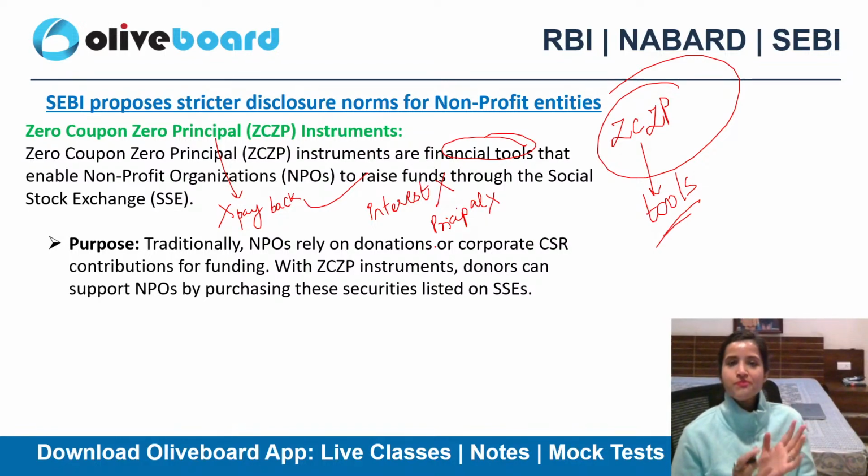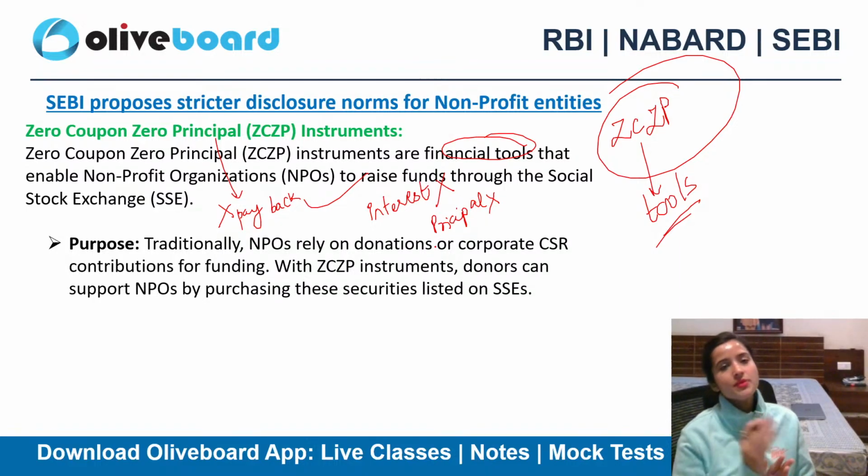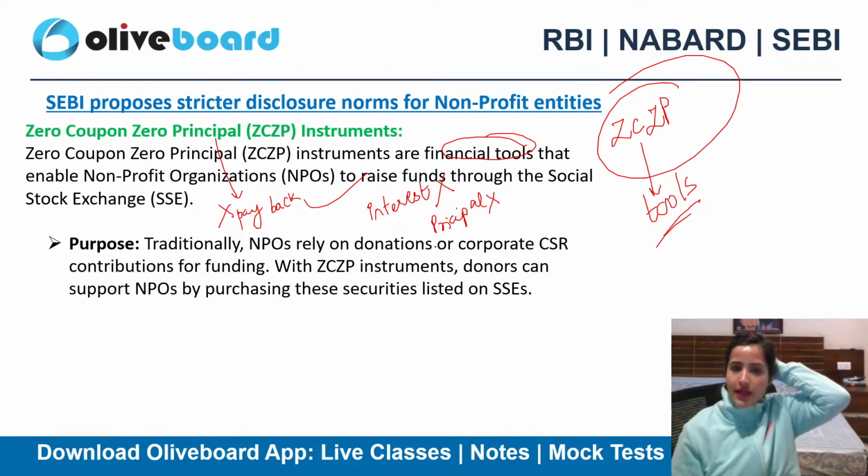So usually, if you've raised funds, you have to pay some interest and you also have to pay the principal back after some time. Right? But in this zero coupon, zero principal instrument, you do not have to pay even the interest on the amount that you've raised, and you will not even have to pay back the principal amount. Clear?